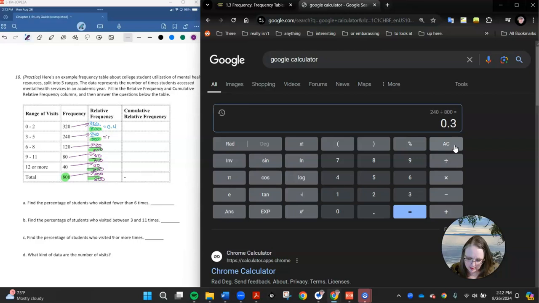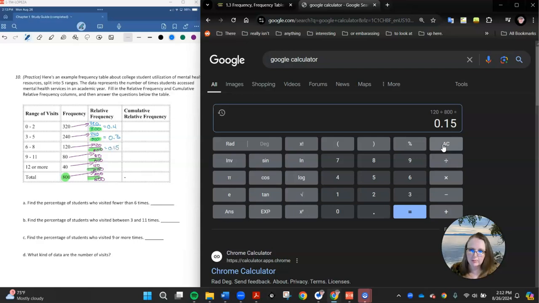0.3, oops, color. 120 over 800. 120 divided by 800 is 0.15.